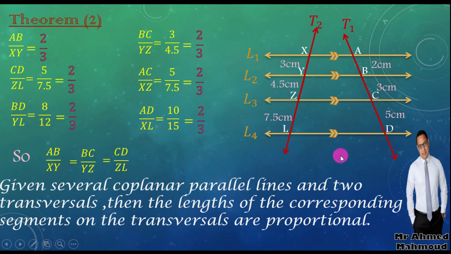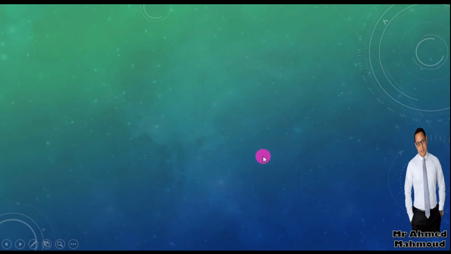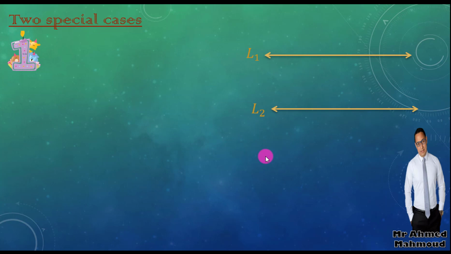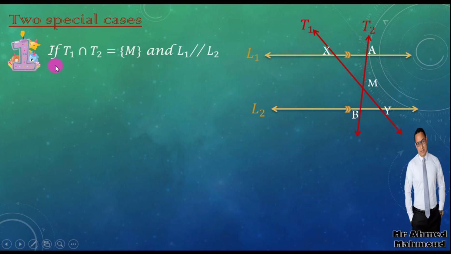Let's take two special cases for this theorem. The first special case: if we have two parallel lines like this, L1 and L2, and the transversals intersect at the point M, T1 intersect T2 equals M, and let's say we have a hidden parallel line passing through M like this. So we get that the corresponding line segments are proportional, like AM over MB equals XM over MY. Again, AM over MB equals XM over MY.